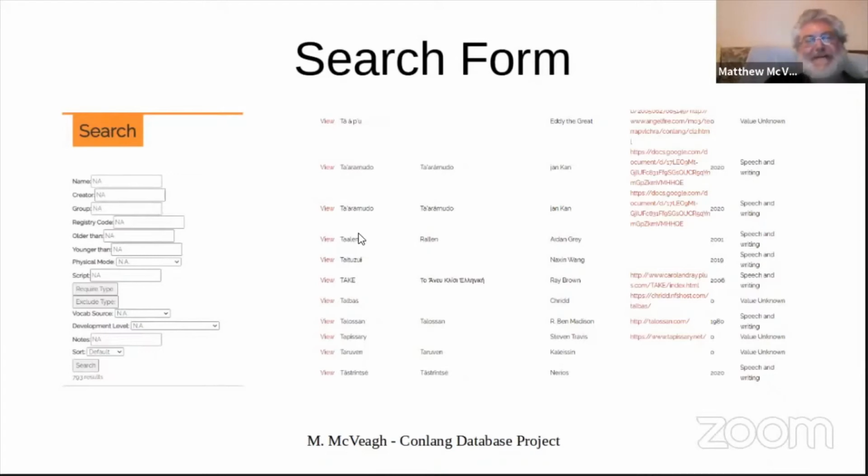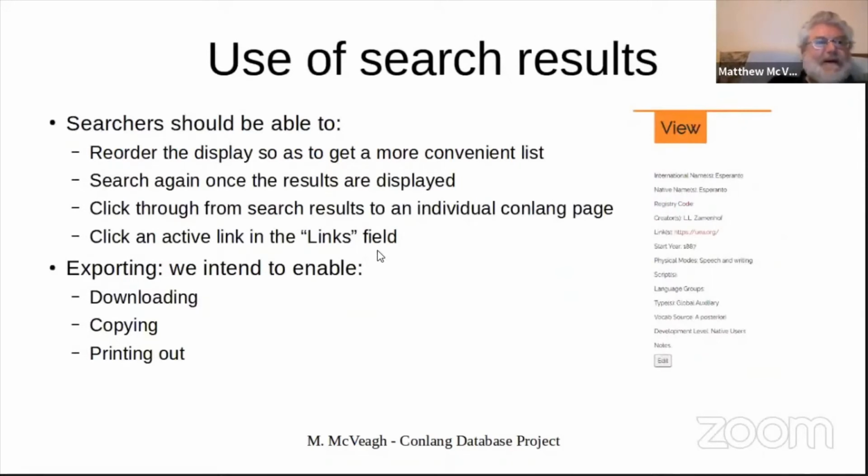So this is an example of the sort of thing that we will need to sort out in the reviewing process and, you know, overlooking the database. So how do you use the search results? Well, you should be able to reorder them. Maybe you can order them according to different fields, so not just the alphabetical order of the conlang name, but maybe the creator's name or maybe the year or something like that.